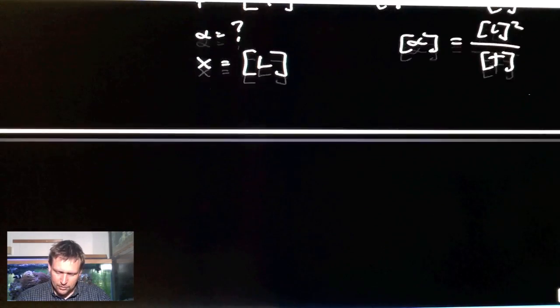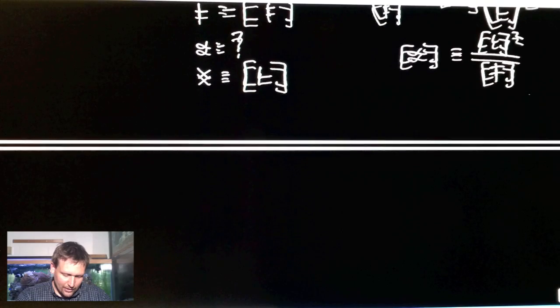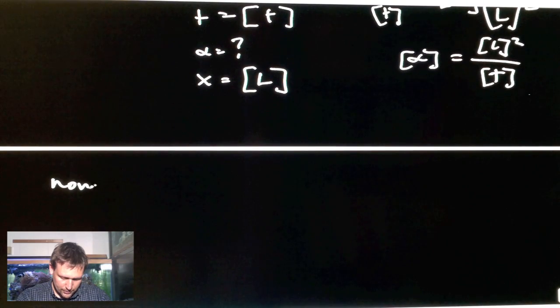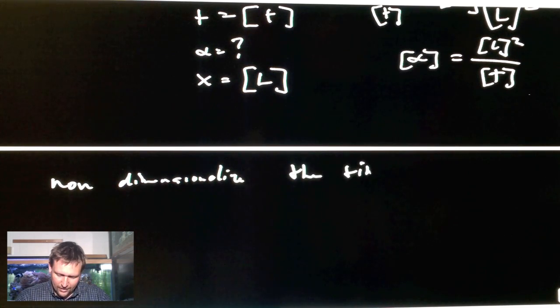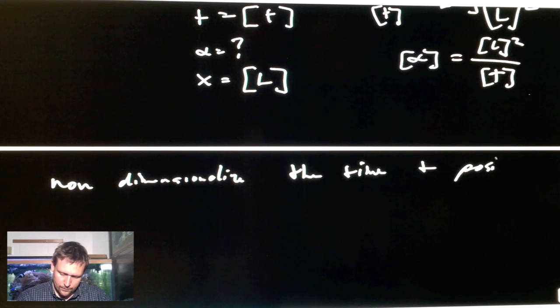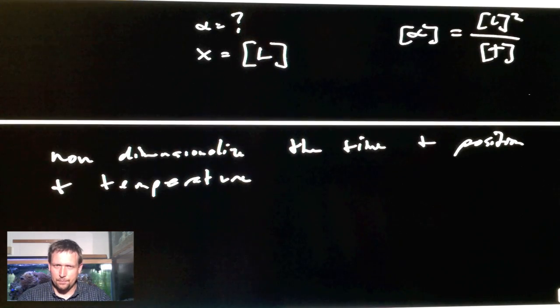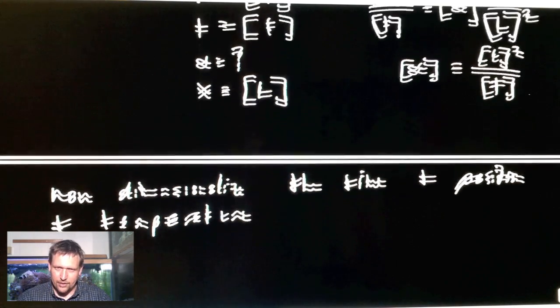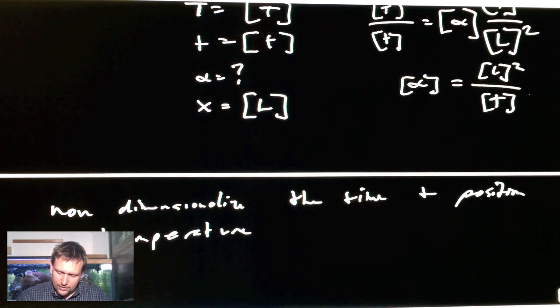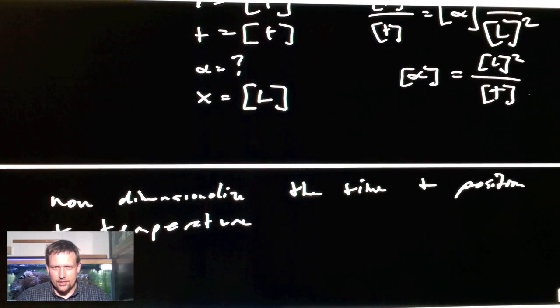So what do we need to non-dimensionalize the system? Well, let's non-dimensionalize the time and position and temperature. So in the end, we have a dimensionless system that does not depend on the specific units of the components in the system, and also simplifies the solution.